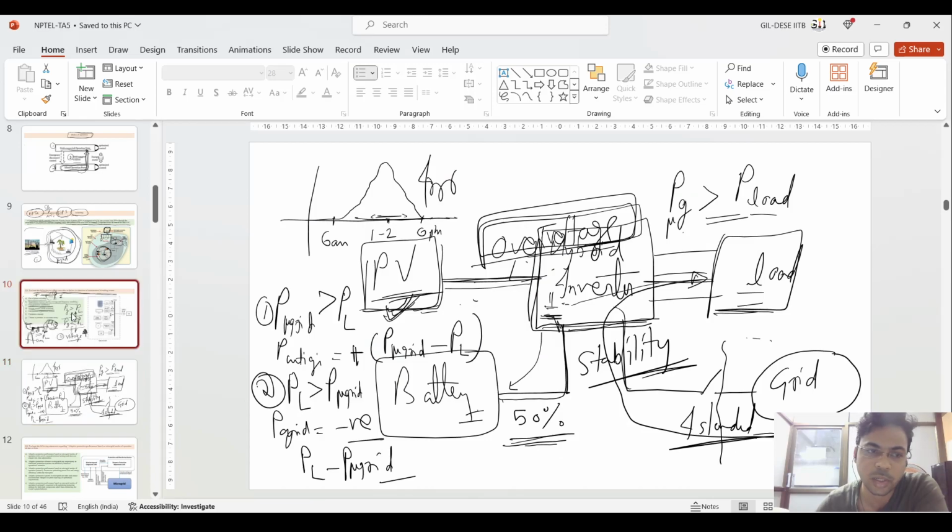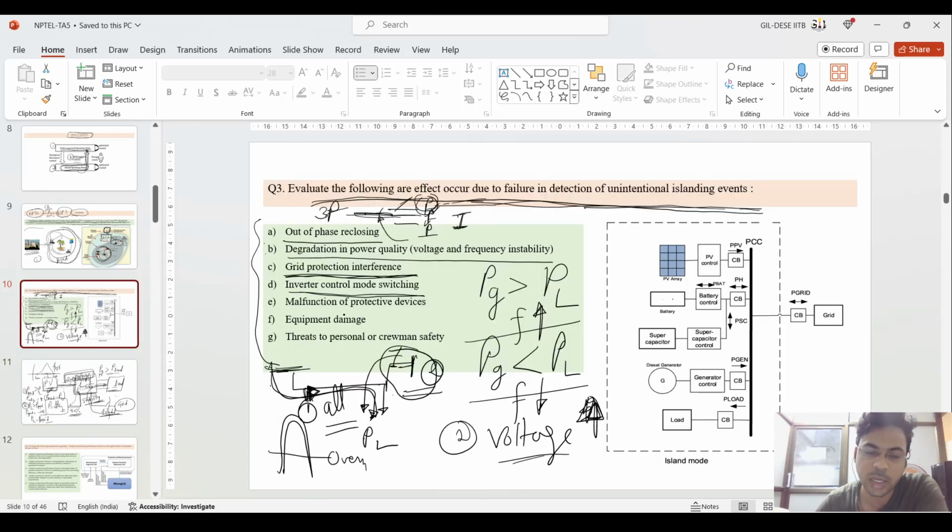Coming to the D part, inverter control mode switching. What I have already explained, taking the example of the hybrid inverter, is how it disconnects or connects this PV generation. Coming to this E part, all options are correct, that is A, B, C, D.